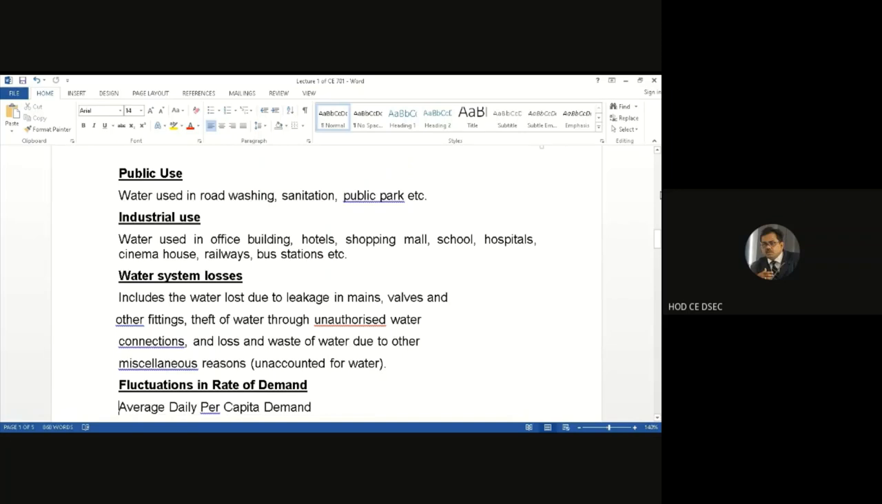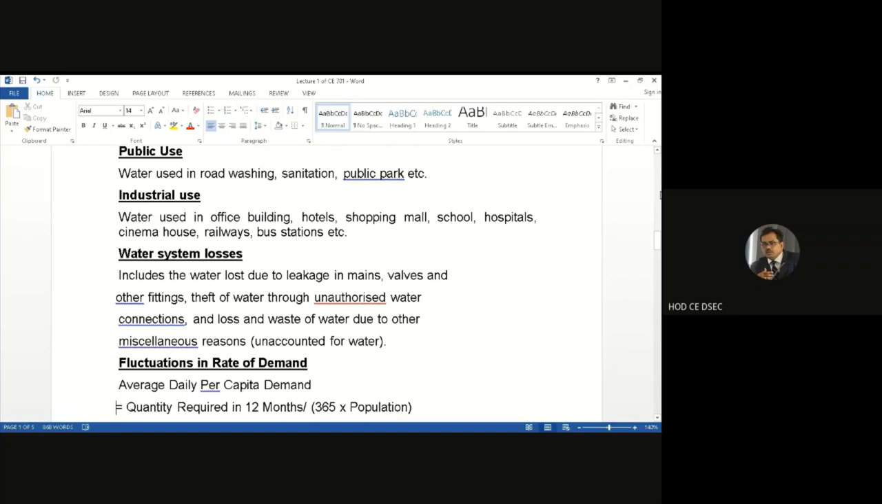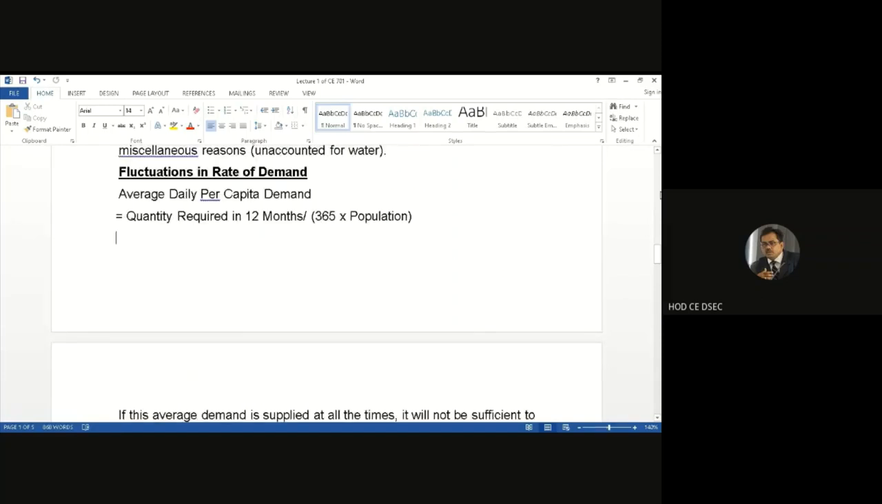Otherwise, if you don't consider these water losses in your design, then in actual cases our water availability will be less. So, to assure the water availability to the end utility services, we have to consider this water loss system. Miscellaneous reasons, unaccounted water, and unauthorized connections you also have to take care of. That certain percentage of water losses among the total water demand that you have to consider, I have shown in the figure earlier.